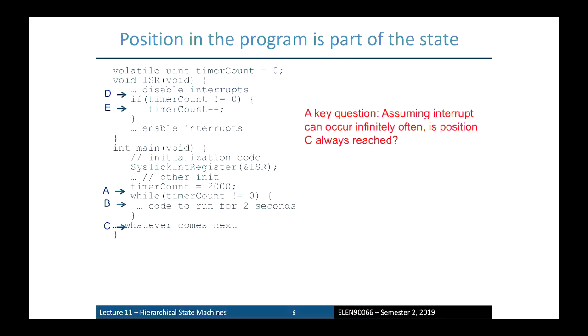Right, so 5 points are chosen here. 3 in the main function and 2 in the interrupt service routine.